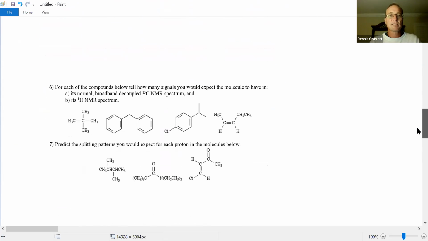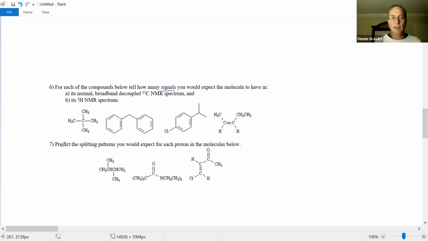What's next? 6. And then 7. I got them grouped together. How come? Well, let's look at it. 6 says, for each of the compounds below, tell how many signals you would expect the molecule to have in the carbon NMR and in the hydrogen NMR. Keyword is signals.